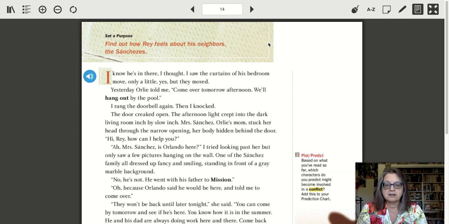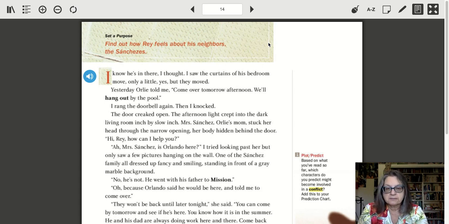Sorry, let me get caught up. I'm reading from my iPad, so that's why I keep looking down. Set a purpose. Find out how Ray feels about his neighbors, the Sanchezes. So right away, you're going to start thinking, well, who are my neighbors? What do I think of them? There are good neighbors and not so good neighbors.